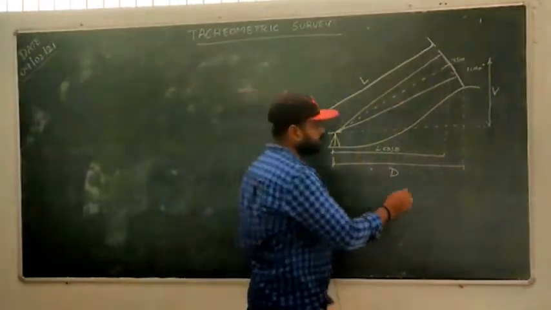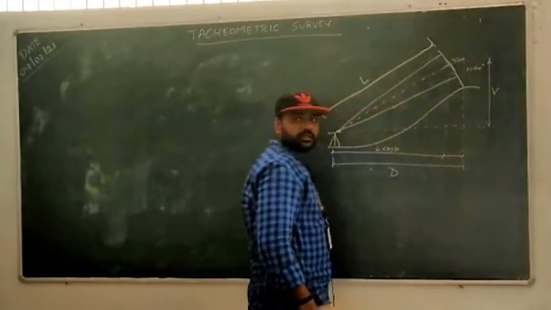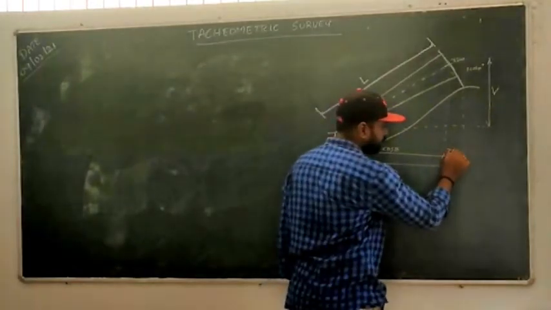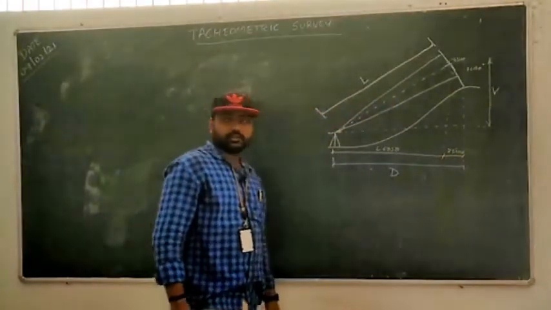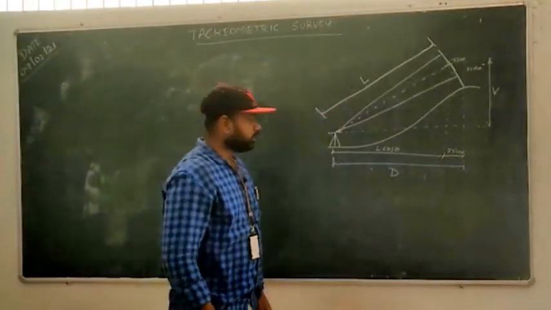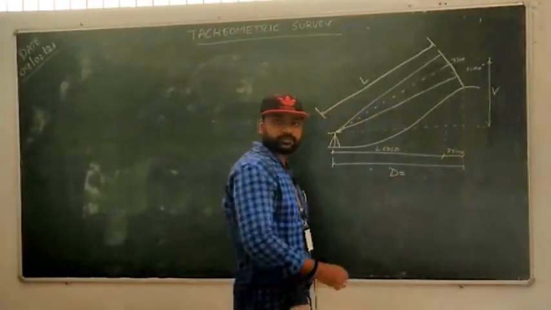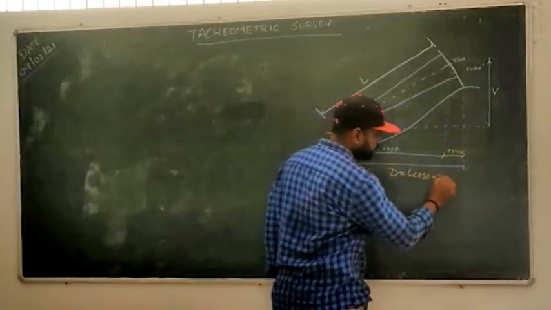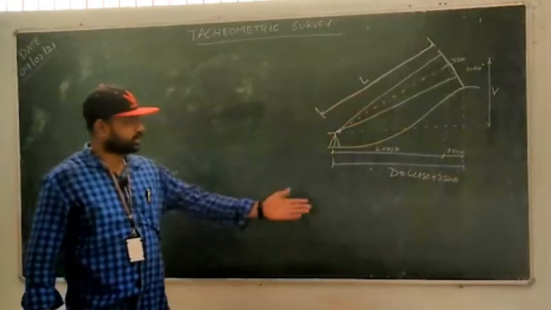And what about this distance? What will be this distance? Yes, exactly, R sine theta. Now you tell me what D is equal to. Exactly, L cos theta plus R sine theta. So we got D now.